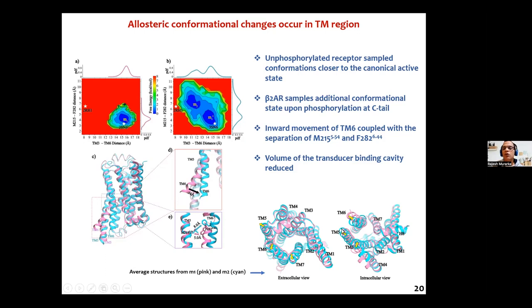And we also looked at the intracellular side of the receptor structural rearrangement, and we found that it corroborates with many of the structures of other receptors, the beta-arrestin bound structures of other receptors. That gave us the confidence that our simulations can be analyzed to see how these phosphorylations allosterically induce the conformations in the transmembrane domain.